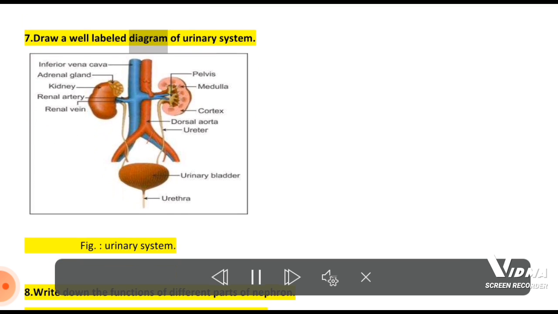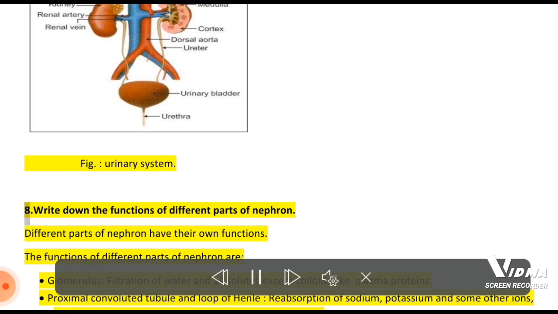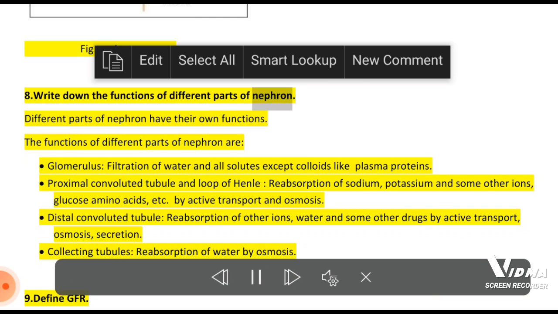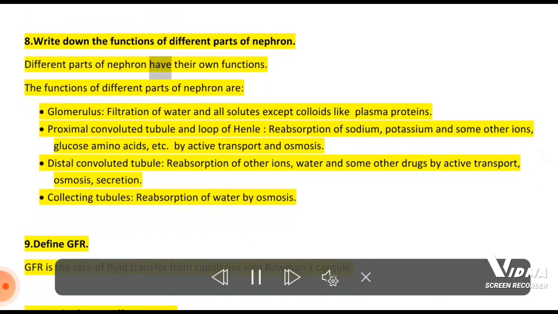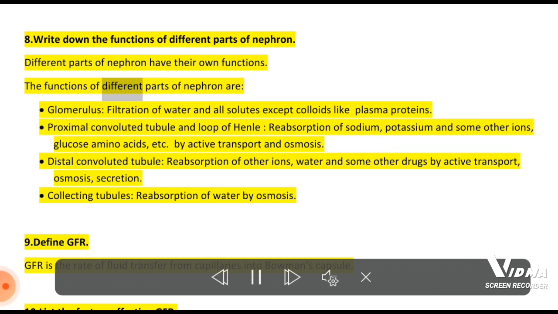7. Draw a well-labeled diagram of the urinary system. Fig. Urinary system. 8. Write down the functions of different parts of the nephron. Different parts of the nephron have their own functions. The functions of different parts of the nephron are: glomerulus, filtration of water and all solutes except colloids like plasma proteins.